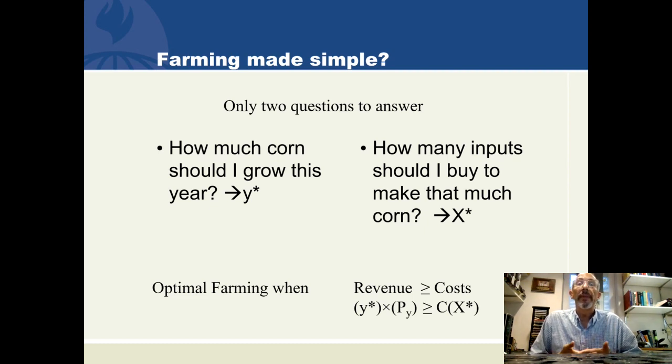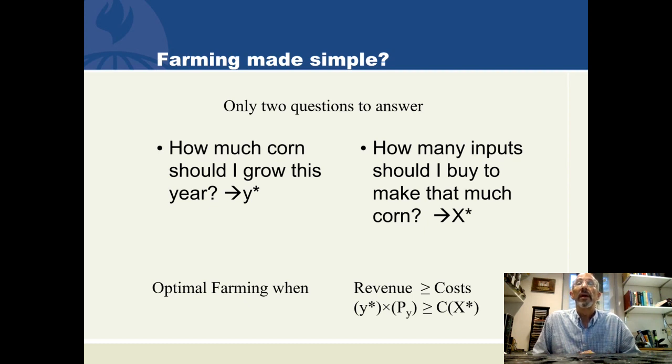Now, the way the farmer answers this question is to obey the rule that revenue must be greater than or equal to costs. Because if not, then the farmer is bankrupt, the bank takes over and forecloses the farm. So revenue must be greater than or equal to costs. And for that to be true, the optimal Y star times the price of corn has to be greater than or equal to the cost of all of the inputs, symbolized by C of X star.